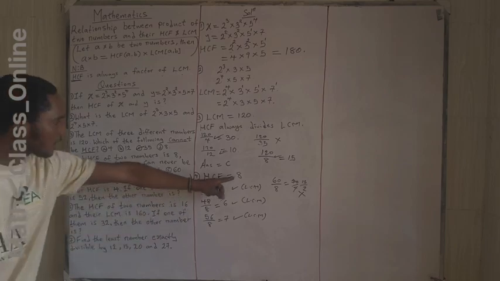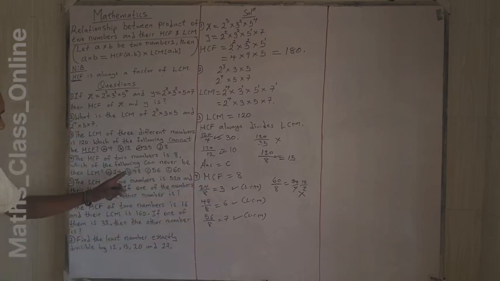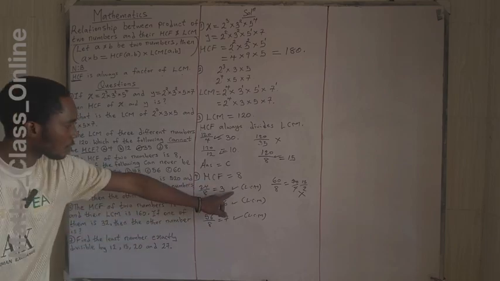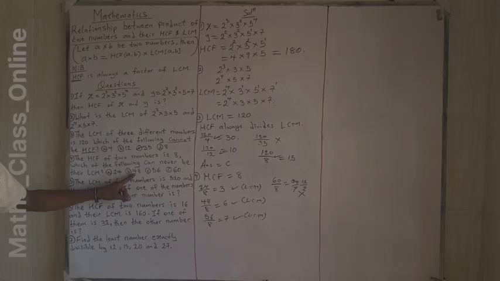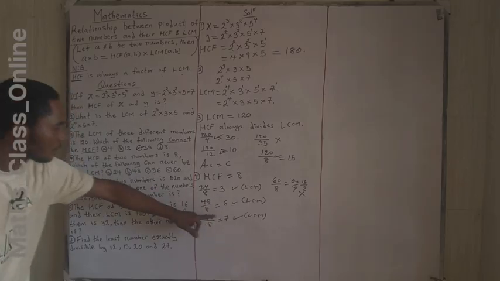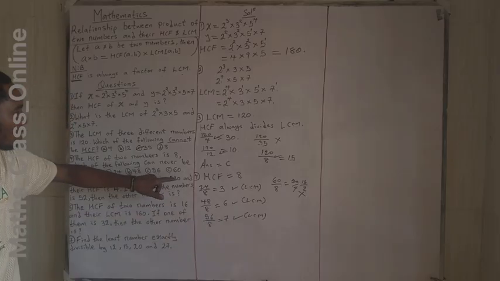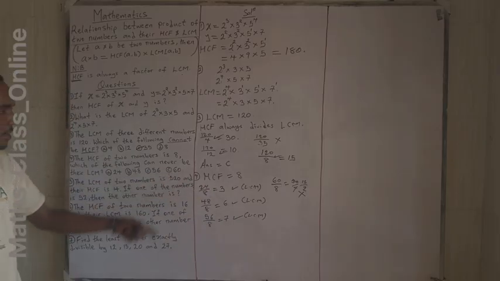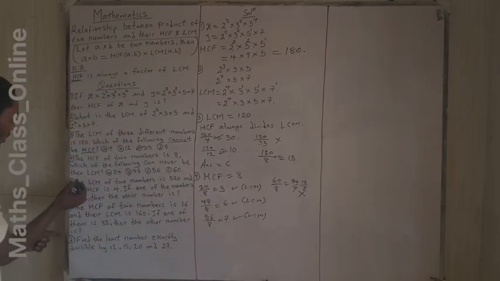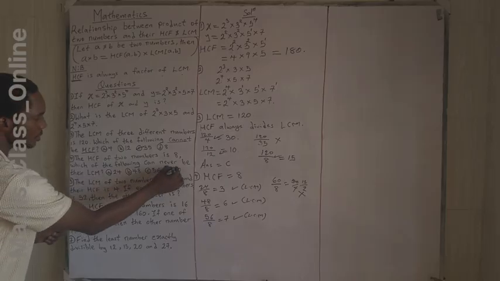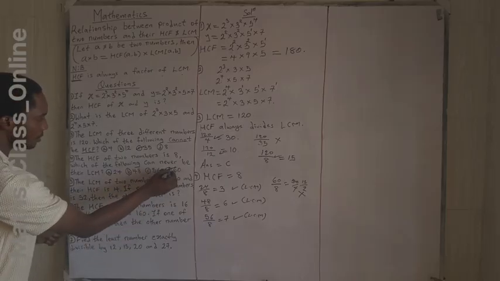We must have this 8 divide 24 if it is the least common multiple, and that is true. 48 if it is the least common multiple, that is true. 56 if it is the least common multiple, we have that to be true. But for 60, 8 cannot divide 60. That means that 8 can never be the least common multiple. The answer here is D.